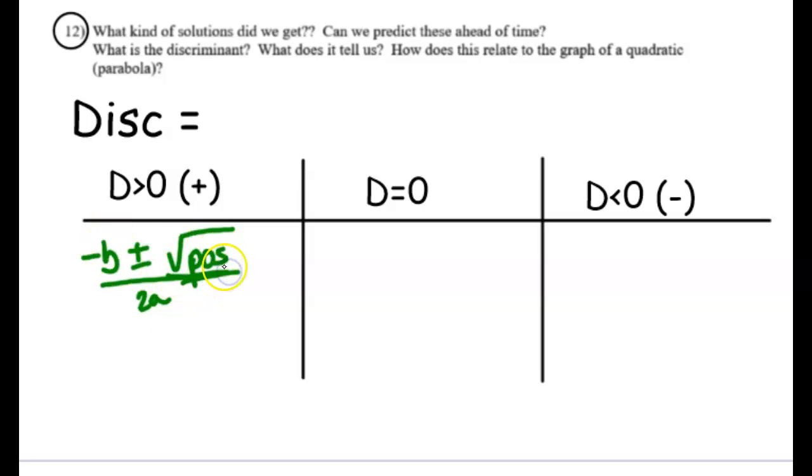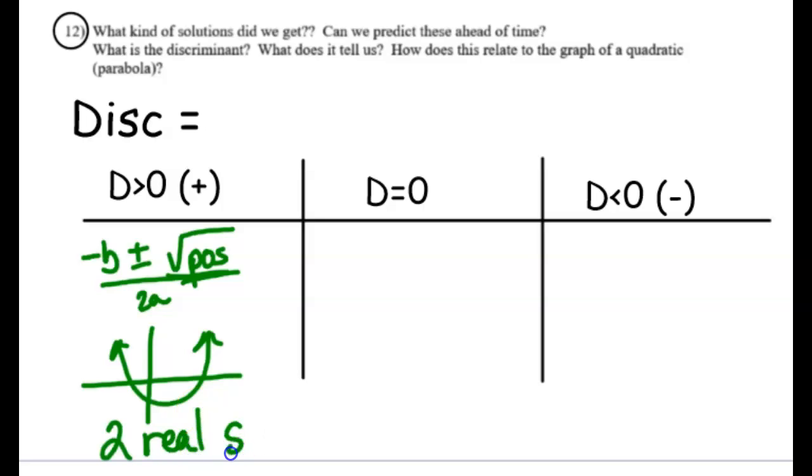What happens when you go to solve that? You get two answers, right? You can do plus the answer and minus the answer. If you were to graph that and it had two solutions, the parabola would look like this. Do you remember that anything with an x squared is a parabola? We haven't talked about the graphs yet. So this would have two real solutions.